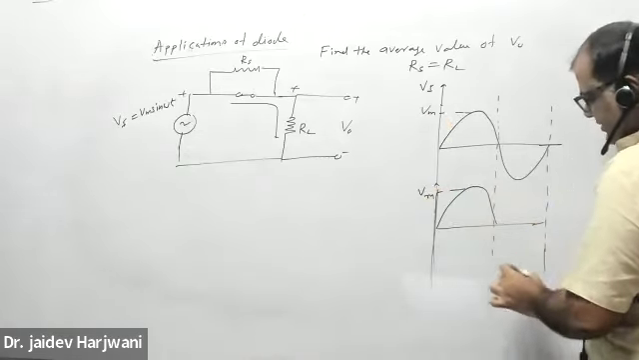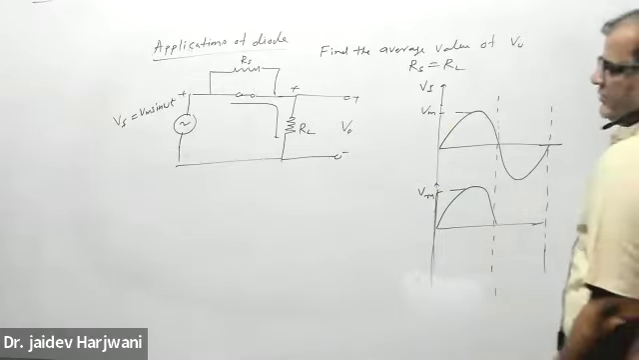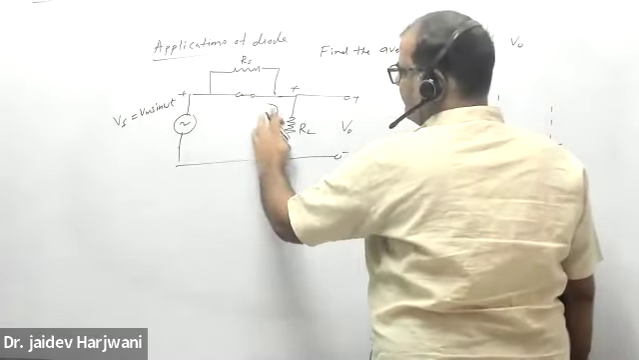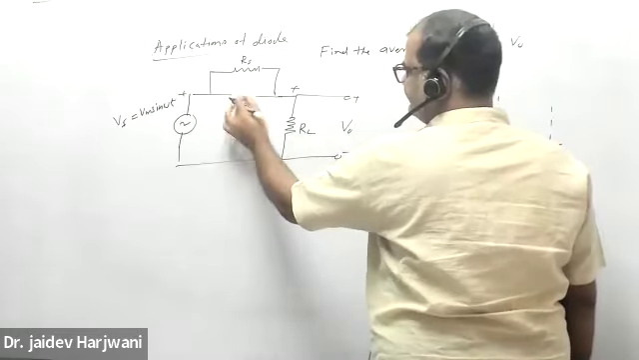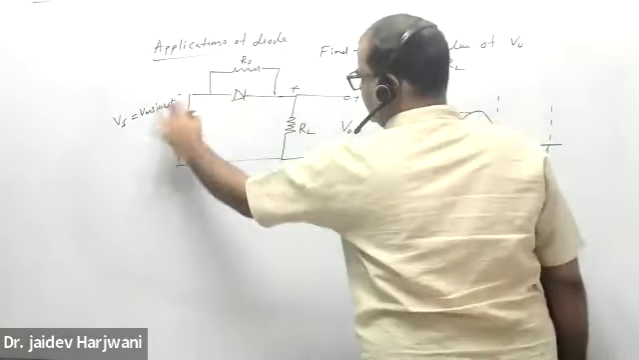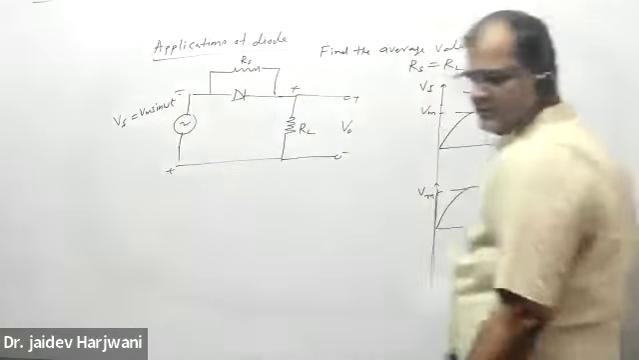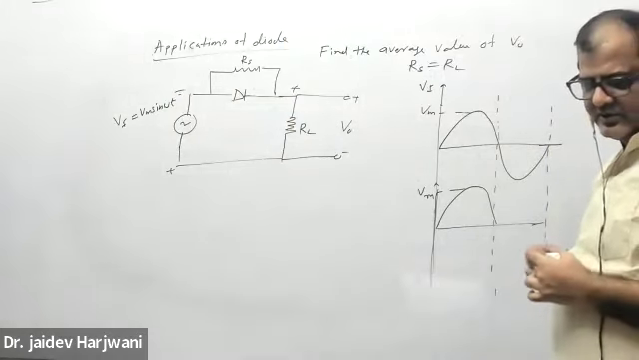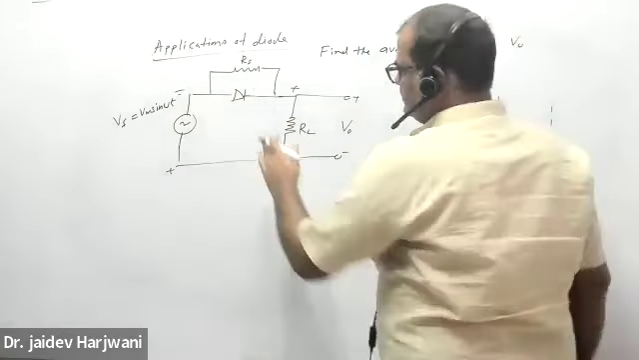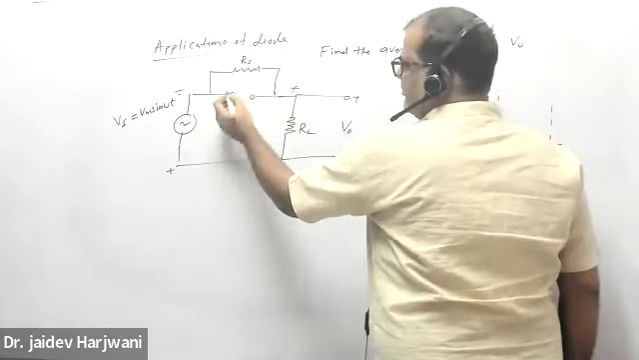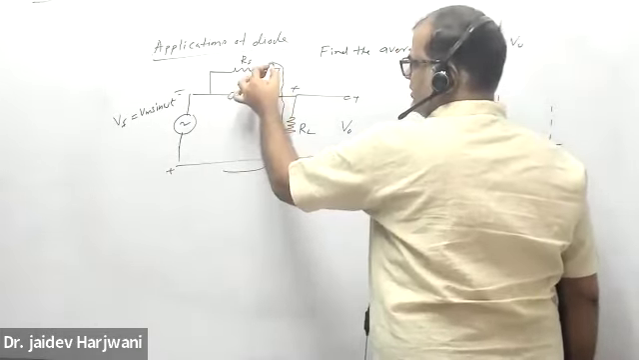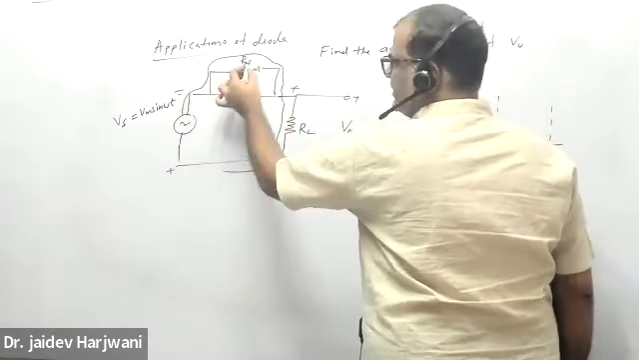For negative cycle, what will happen? This is a positive cycle. For negative cycle, what will happen? Tell me, Yoshita. Negative cycle, this part is positive and this part is negative. So diode is open or short circuit? Open circuit. So diode is open circuit. Now current will go from which path? Current will go through RL and RS. So both are equal.